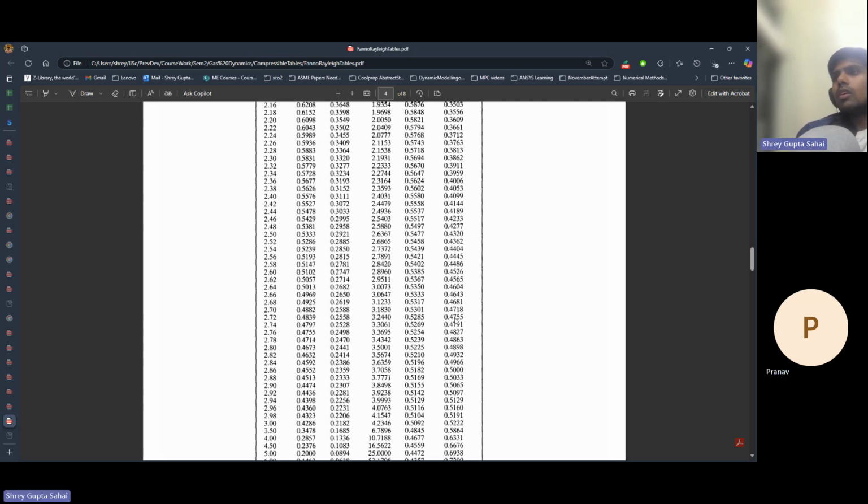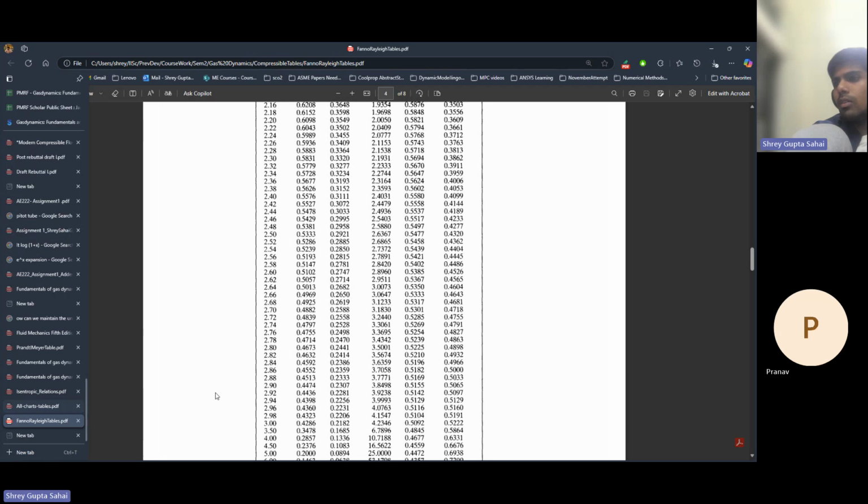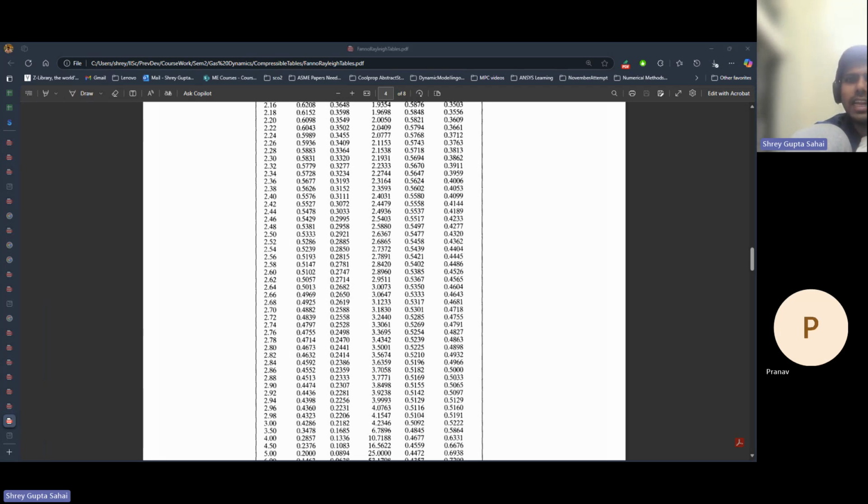One good way to do these Fanno flow and Rayleigh flow problems is, the logic, I don't need to tell you, you already know, but let me open the slide. The whole point is such kinds of problems. I don't need to tell you, you know it already, but still, for the sake of it, let me increase this.